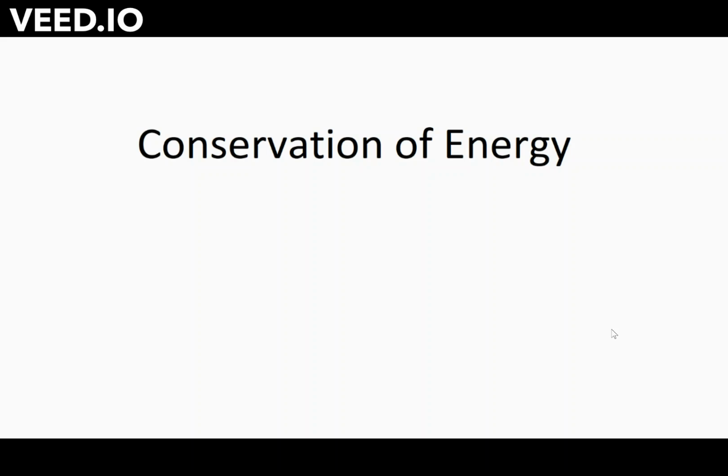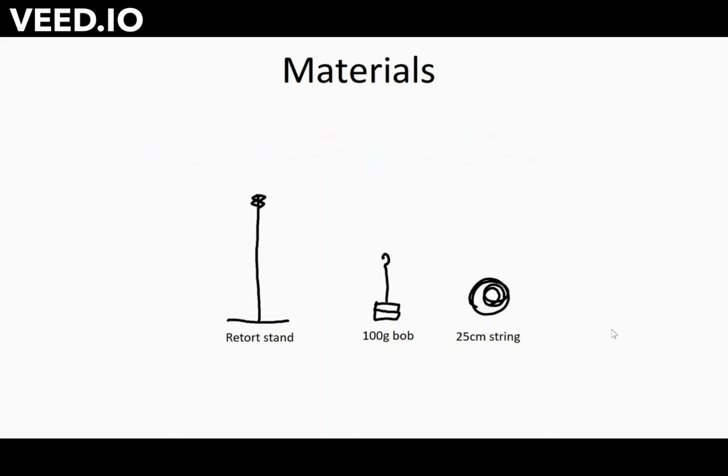We discussed that the energy conservation of the pendulum would result in it swinging back and forth, but that its highest point would get slightly lower each swing due to the energy being lost to air resistance. The materials we used included a retort stand, some string, and a weighted bob. The bob weighed 100 grams and was suspended from the retort stand using a 25 centimeter length of string.